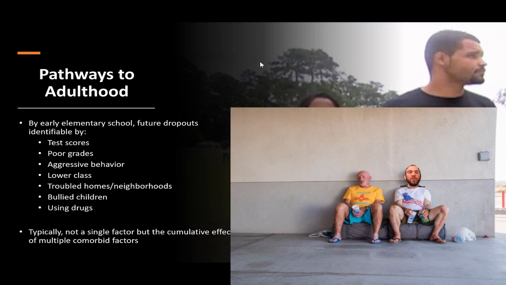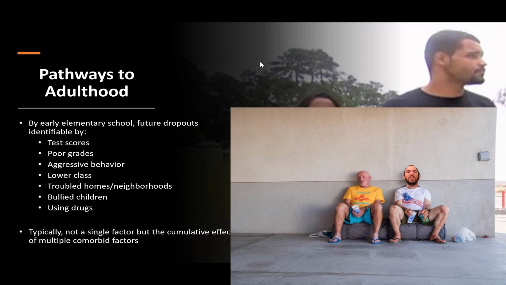By early elementary school, future dropouts are identifiable by test scores, poor grades, aggressive behavior, lower class, troubled homes and neighborhoods, being bullied, and using drugs. Typically it's not a single factor, but the cumulative effect of multiple comorbid factors. So these variables naturally co-occur within an environment. Typically individuals are not from a low class but don't live in troubled homes or neighborhoods, or don't see drugs in their lives, or don't see any bullying or aggressive behavior.